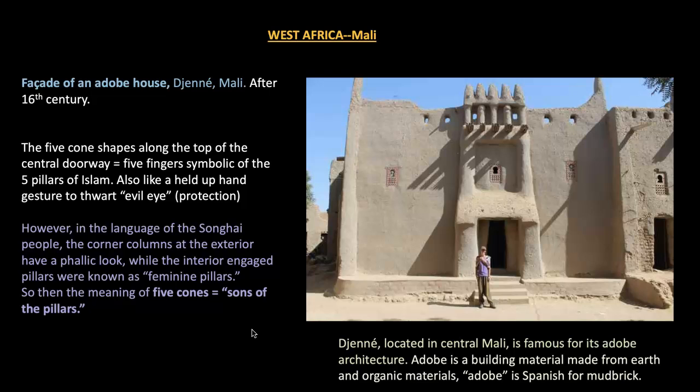So essentially what adobe construction is, they're taking local mud or clay, perhaps mixing in other components to strengthen it, and creating their own sun-baked bricks. And in one location in Mali, known as Jenne, you can see this approach going back to the 16th century in this example of a typical home in that part of the world.